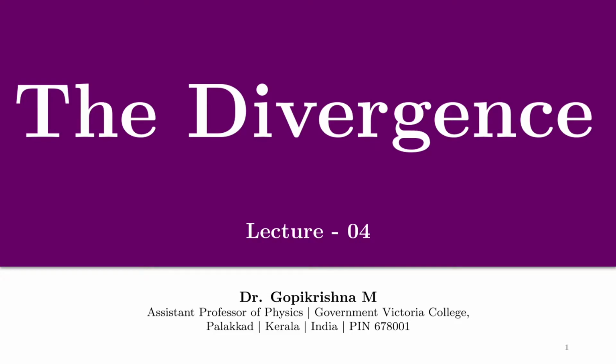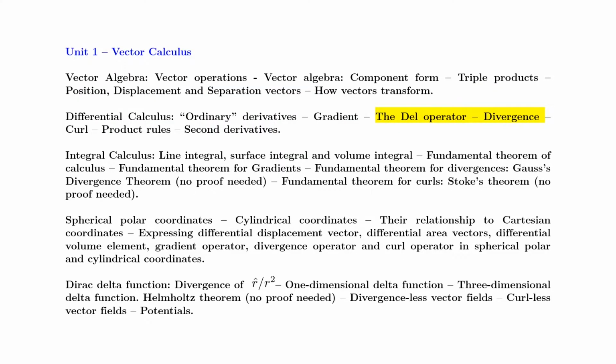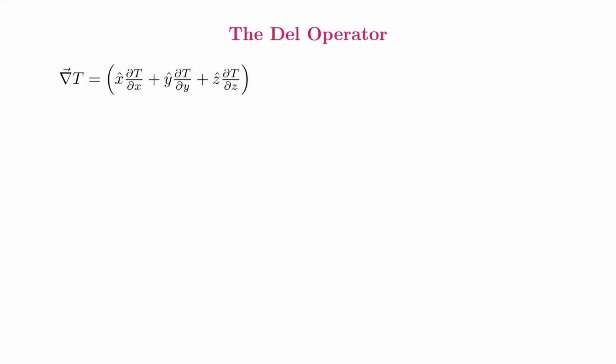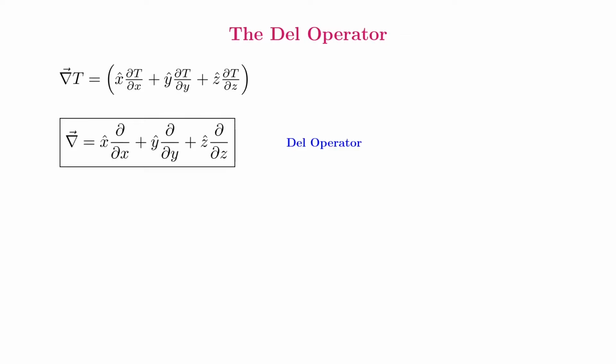In this video, we'll learn about the divergence of a vector function. The gradient has the formal appearance of a vector del multiplying a scalar T. That is, gradient of T equal to x hat ∂T/∂x plus y hat ∂T/∂y plus z hat ∂T/∂z. The term del equal to x hat ∂/∂x plus y hat ∂/∂y plus z hat ∂/∂z is known as the del operator.